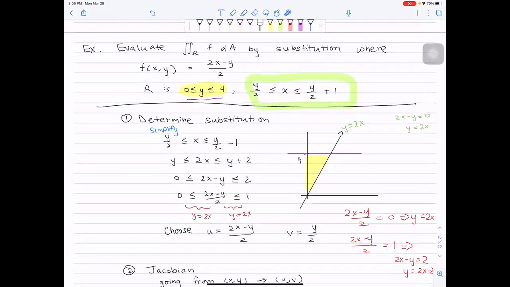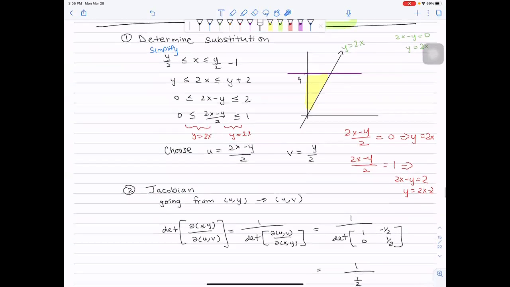So the idea of substitution is that we want to choose a u and a v so that our integral ends up being simpler. So let me rewrite this green as these bounds. We don't want this complicated 2x minus y over 2, so let me use that as our u. I call u equals this expression. Is there anything else complicated I see? The only other complicated thing is this y over 2, so I choose v equals y over 2.